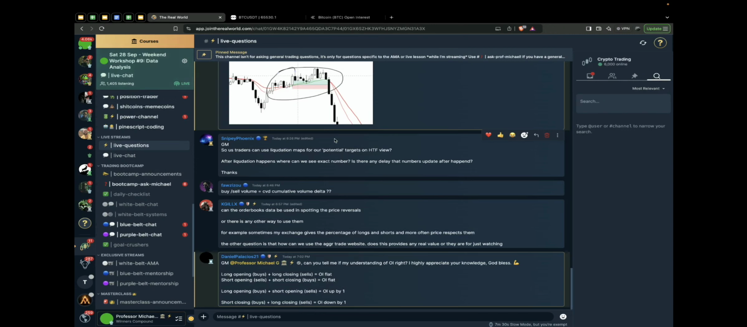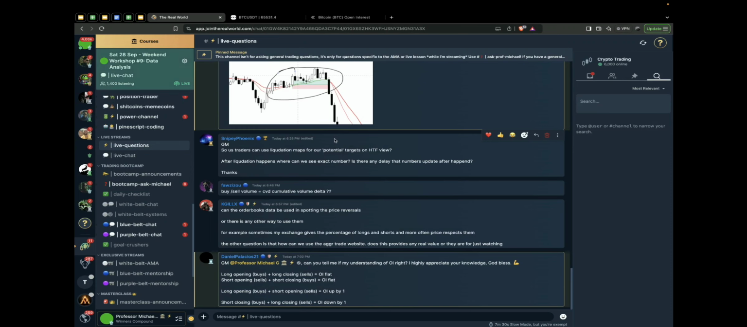Snipey Phoenix: us traders can use liquidation maps for our potential targets in high time frame view. After liquidation happens, where can we see the exact number? Is there any delay in numbers updating? I've already answered the delay part. Yes, there can be a delay. It depends on the exchange. Again, I don't run the exchanges. It's up to them, and they don't have to tell you when or how or what their method is. They do broadcast the liquidations. Do they do it immediately? Most of them, most of the time, it's pretty immediate. But there can be delays.